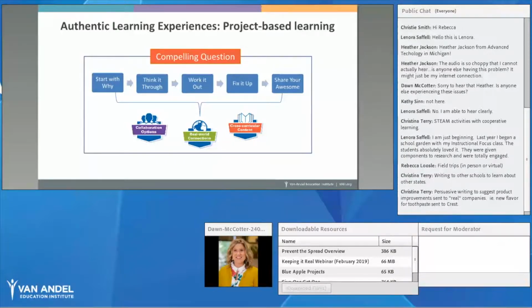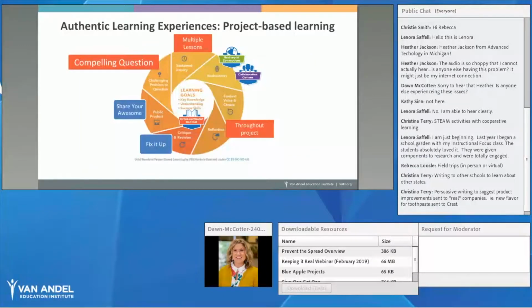We believe that all good PBLs should have collaboration opportunities for students within the classroom and outside of the classroom. They also should have those real-world connections, those experts coming into the classroom, whether virtually or physically, or students sharing out of the classroom to the world. And also interwoven is that cross-curricular content, those standards that you need to teach your students.